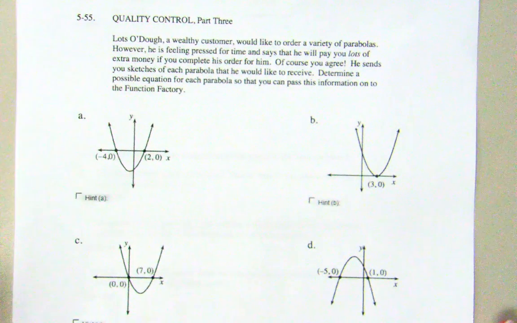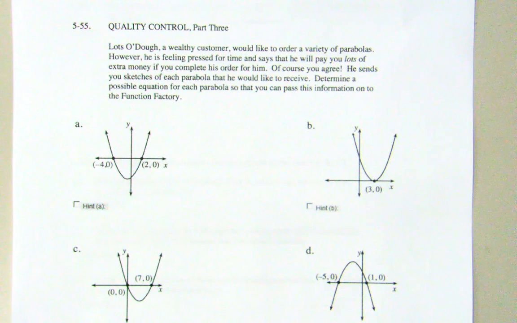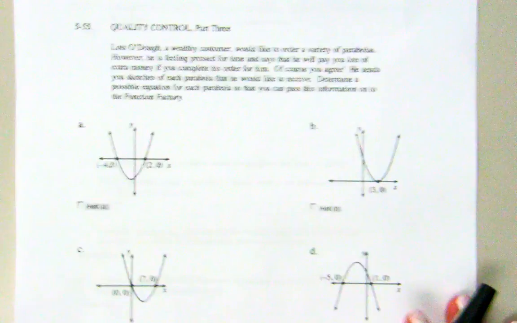A wealthy customer would like to order a variety of parabolas. However, he's feeling pressed for time. He's going to pay you lots of money if you complete this order for him. Of course, you agree. Determine the equation for each parabola, so you pass the information on to the function factory. So, let's see the first one.